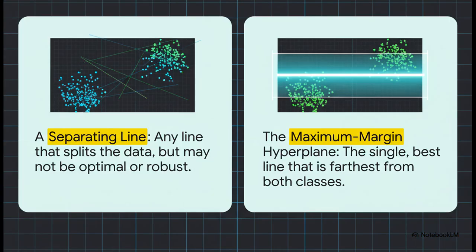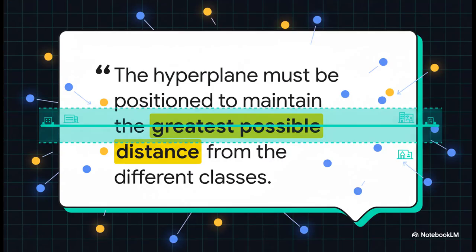Now, if you look at this data, you could draw, well, an infinite number of different lines that perfectly separate the blue dots from the green ones. A more basic classifier might just be happy picking any one of them. But an SVM is more ambitious. It's not searching for just any line that gets the job done. It is hunting for the single, best, most robust line, the one true hyperplane. So how does it define best?